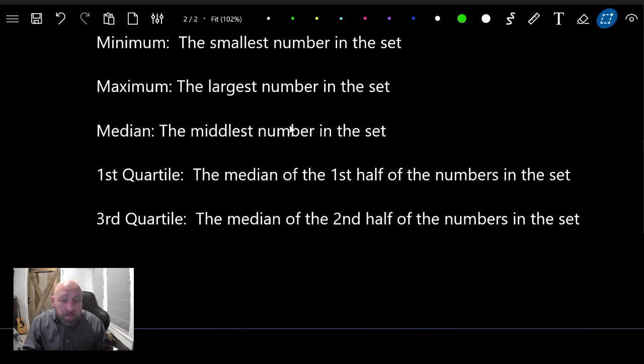The median is the middle, it's like the halfway point. The first quartile is the quarter point, okay? How do you find the quarter point? Well, you take the first half and you take half of it.